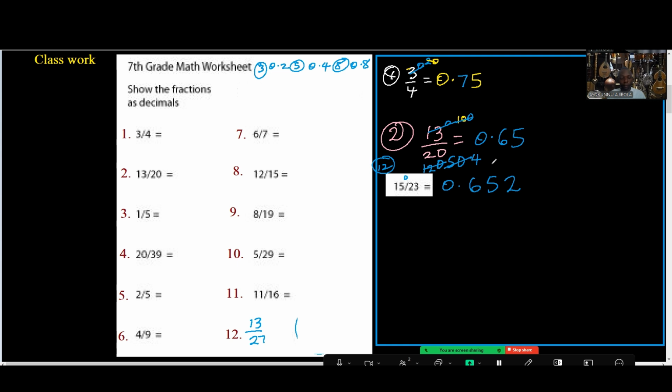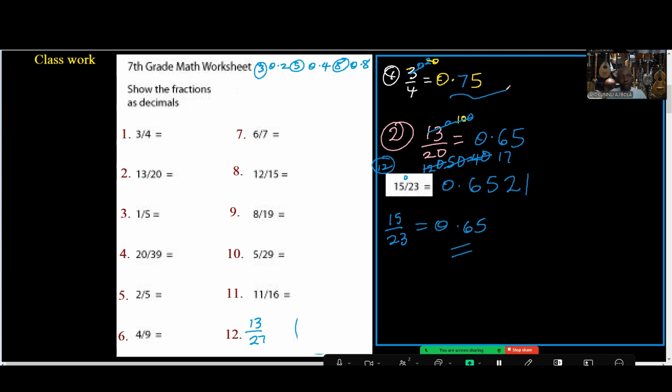Can you hear me? Yes. Okay, so in 40, how many 23? That's 1. So if you remove 23 from 40, what do you have? That should be 17, right? So this will go on and on, and you can stop it on 2 decimal places, okay? So that means 15 over 23 is 0.65 approximately. Is that clear?